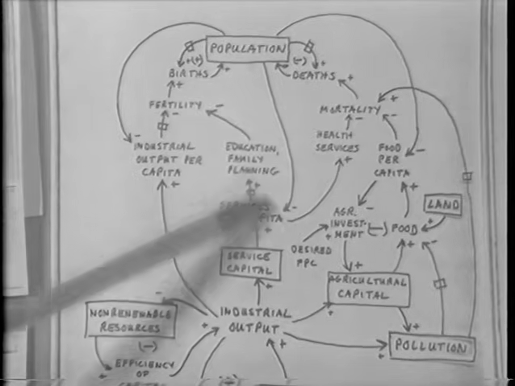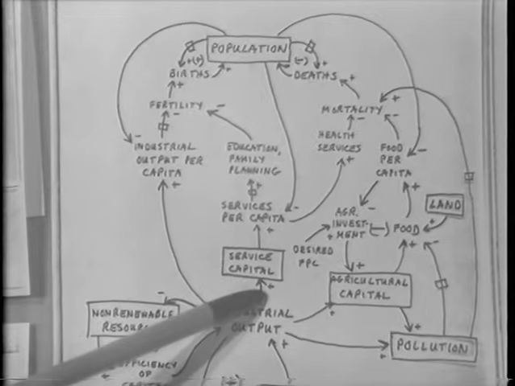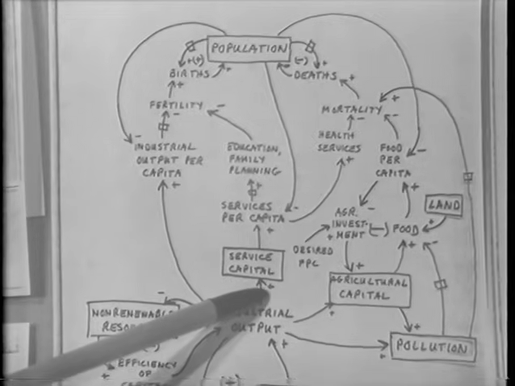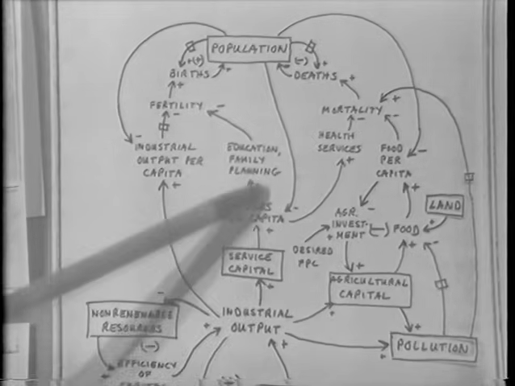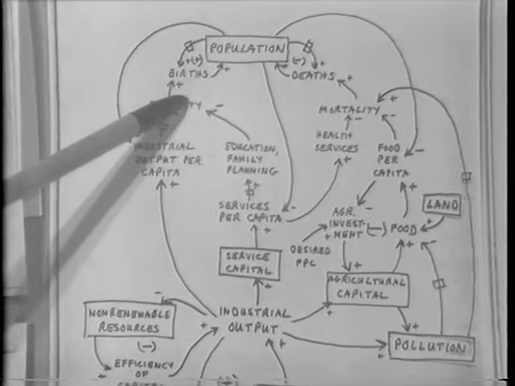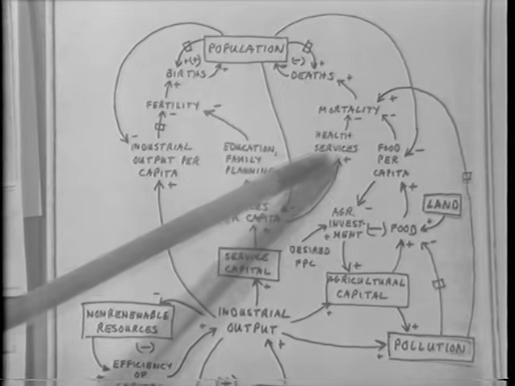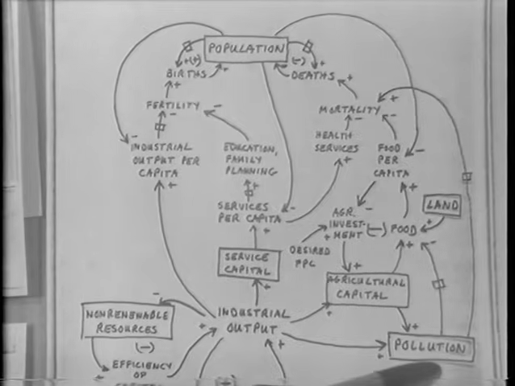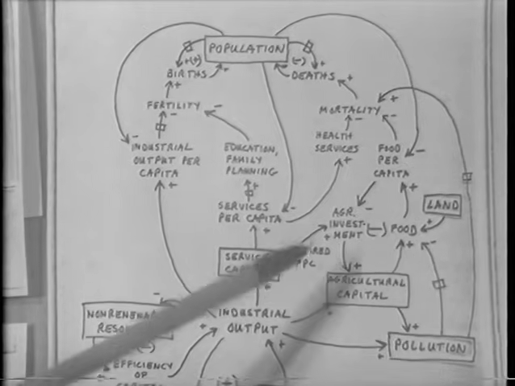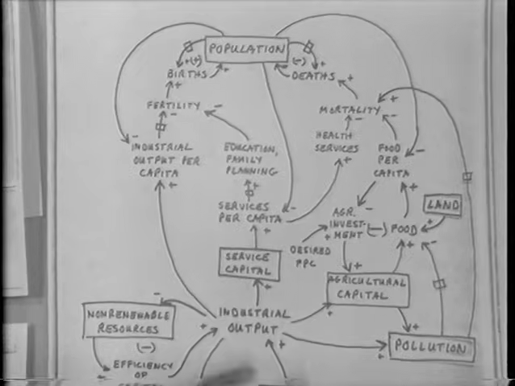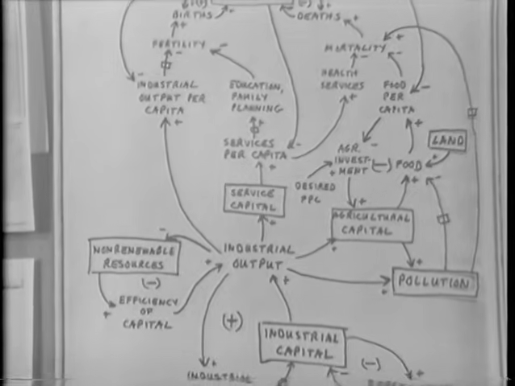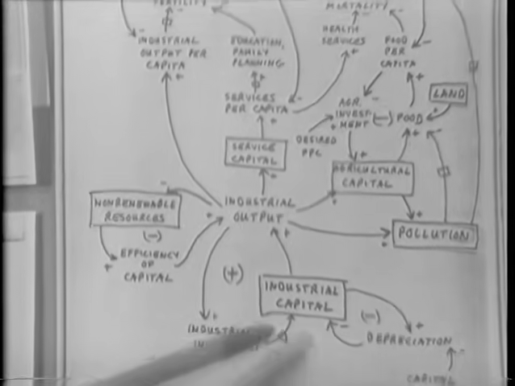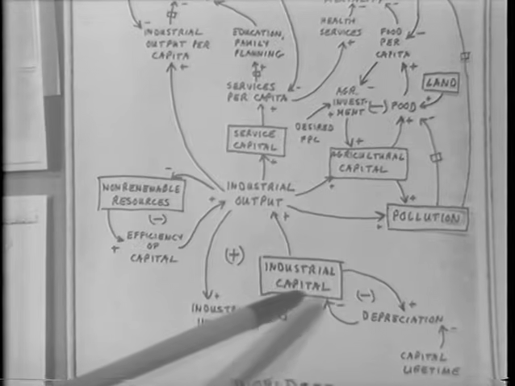Education and family planning are generated from the service part of the economy, that is hospitals and schools and so on. And that also can bring down the birth rate. Mortality is affected by health services, by food per capita, and by pollution. All of these things are generated by the economic sector of the model. And here's another important positive feedback loop I should tell you about.